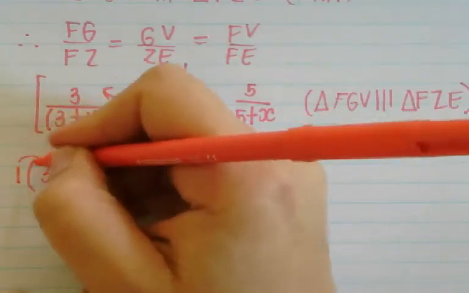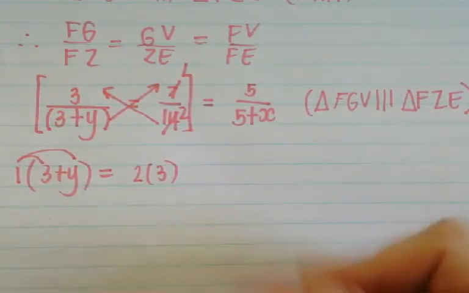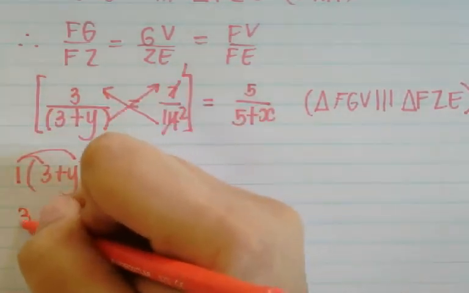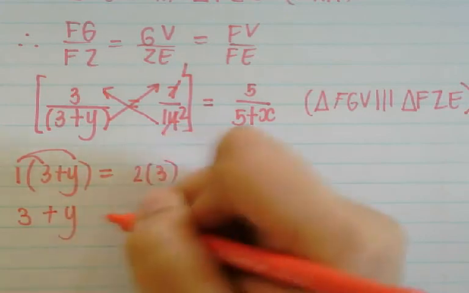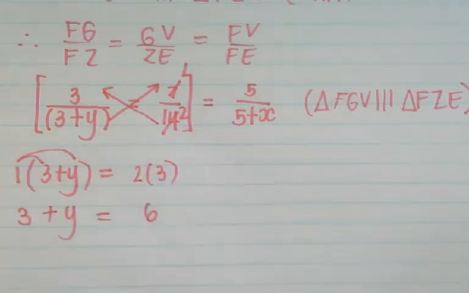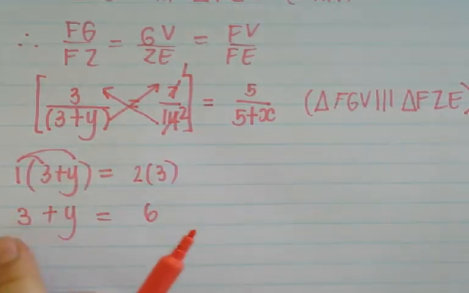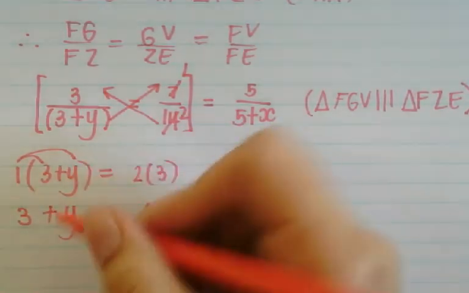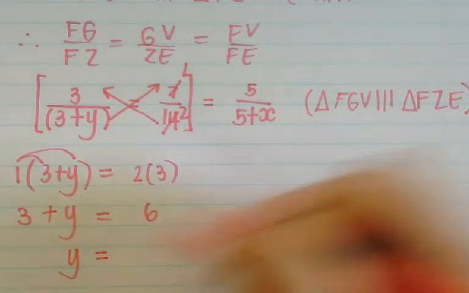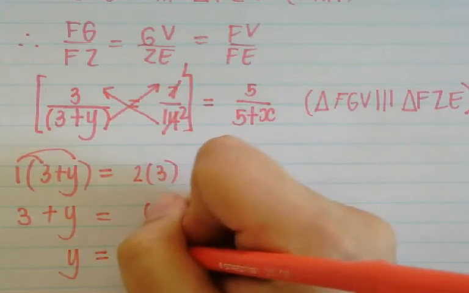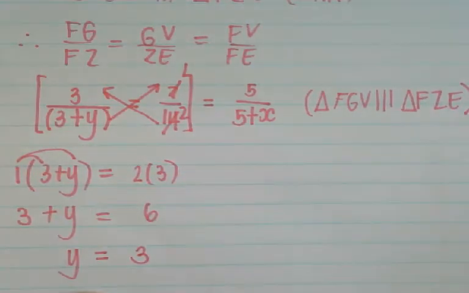1 goes into my bracket to both values. 1 times 3 is 3. 1 times y is y. 2 times 3 is 6. I have 3 on this side going over becomes minus. 6 minus 3 is just equal to 3.